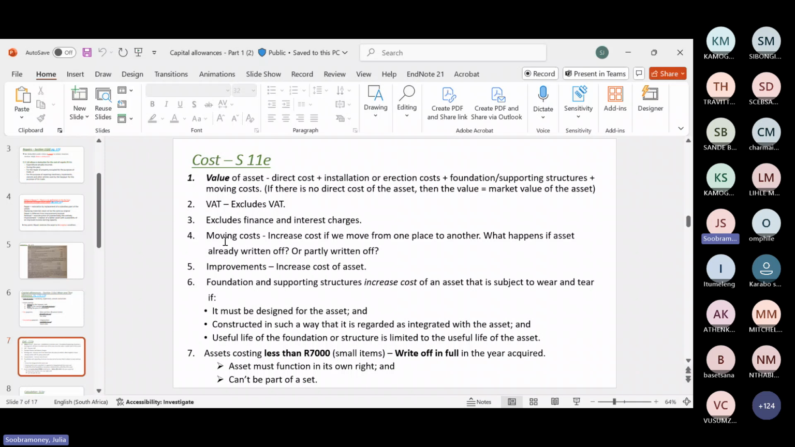What would you do in this case if the asset is completely written off? What would you do with that moving cost? Anyone want to try?